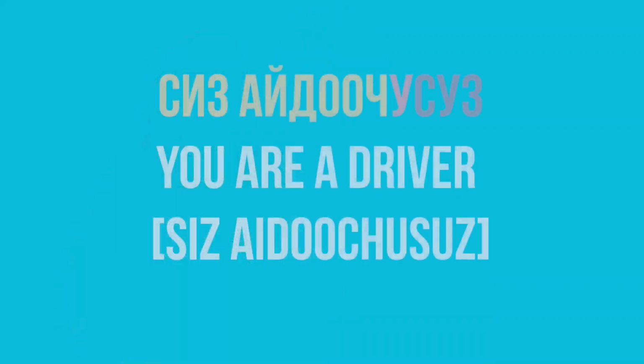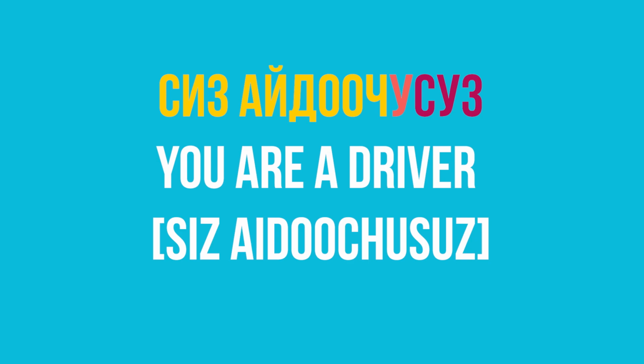Now we will discuss the law of harmony that regulates the use of vowels. Please look at this example. Siz aydochusuz. Because the word driver aydochu ends in the vowel u, the personal ending suz also contains the vowel u. The law of harmony helps us to identify the right vowels that we need to put in the word. The vowel in the first syllable determines the remaining vowels.